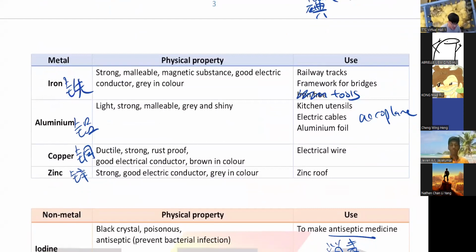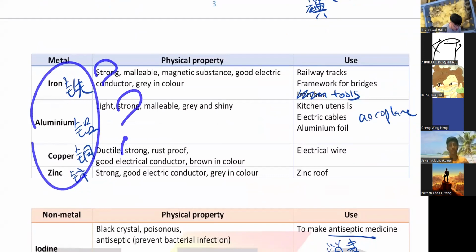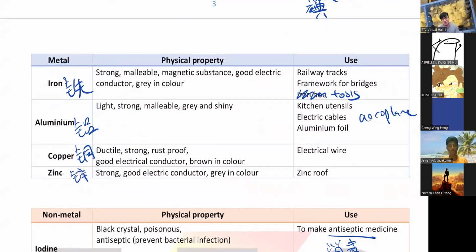The property for all metals you can say is strong. All metals are strong. So what do we use iron for? We use it for railway tracks. We use it for framework when you want to do building, and we use it for tools. Most tools are made from iron. You know steel, right, guys? Iron is used to make steel.